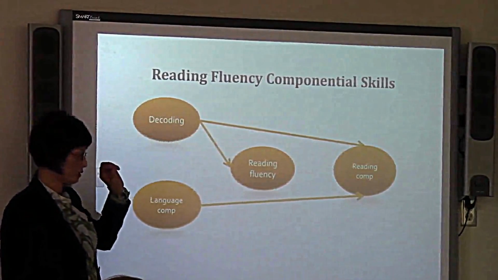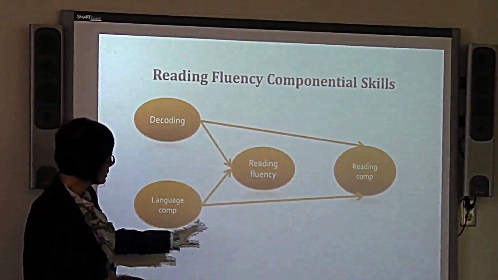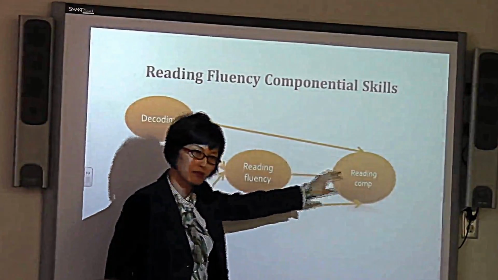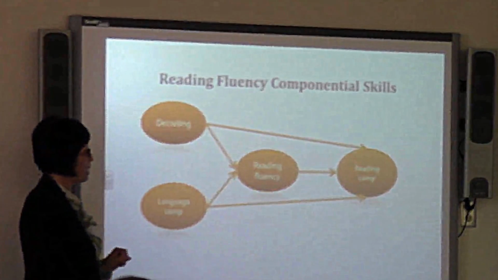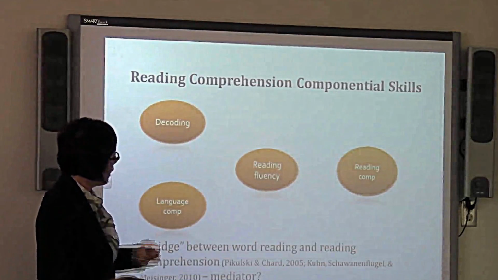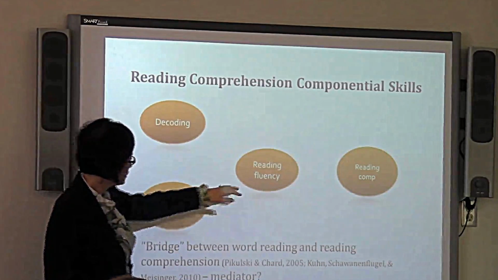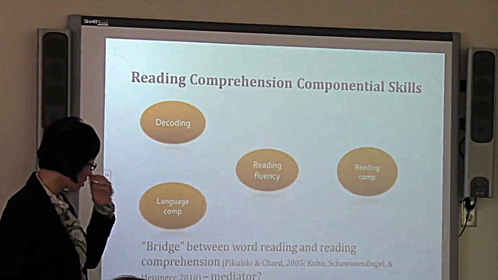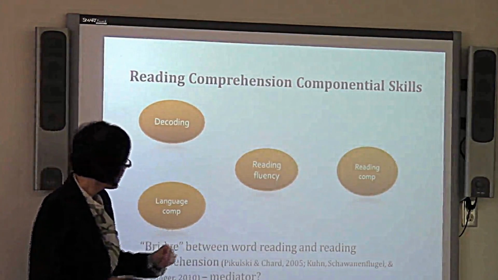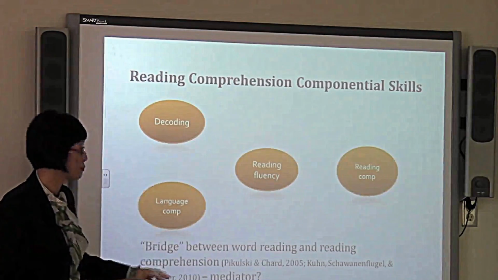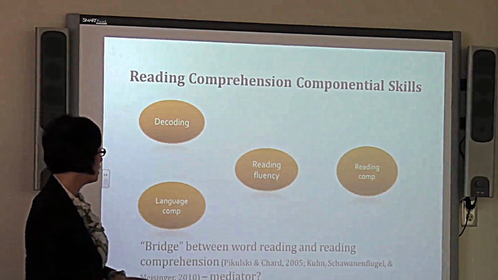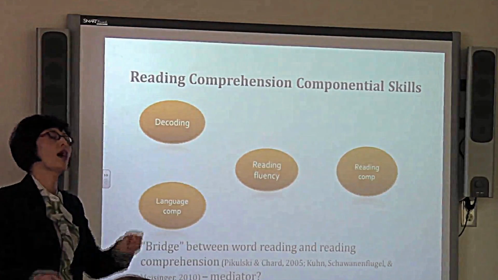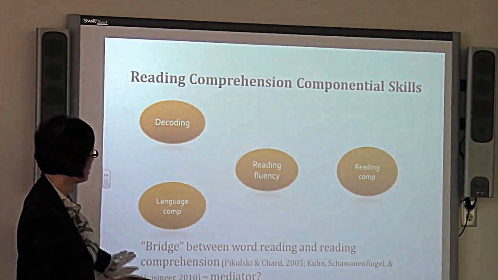Dependent upon decoding skills, right? But also some level of comprehension is going on. That's why it is predictive of reading comprehension. Another way reading fluency has been explained and speculated is that reading fluency acts as a so-called bridge between word reading and reading comprehension, but they never really defined what bridge means and how it works.